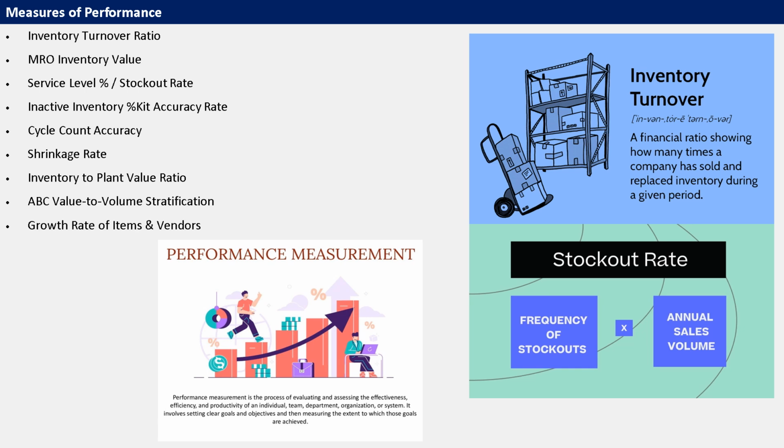Additional KPIs include inventory to plant value ratio, ABC classification mix, and growth rate of SKUs or vendors. Together, these metrics form a comprehensive dashboard for storeroom performance, helping managers make data-driven decisions that balance reliability, cost, and responsiveness.